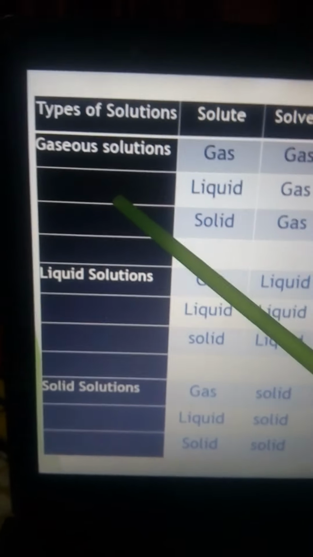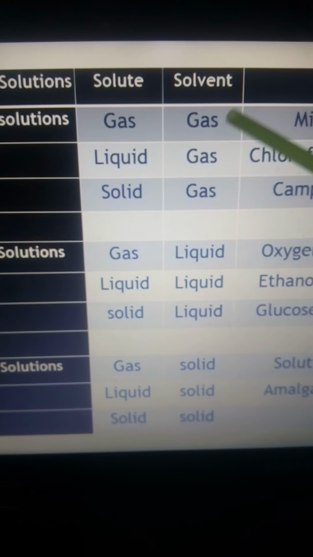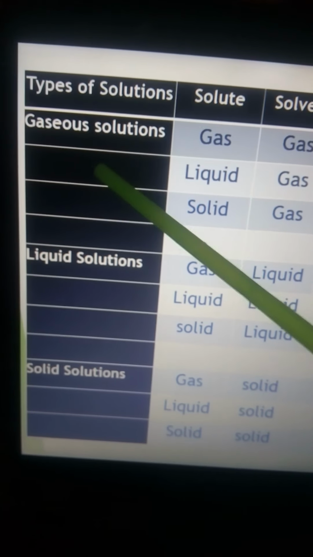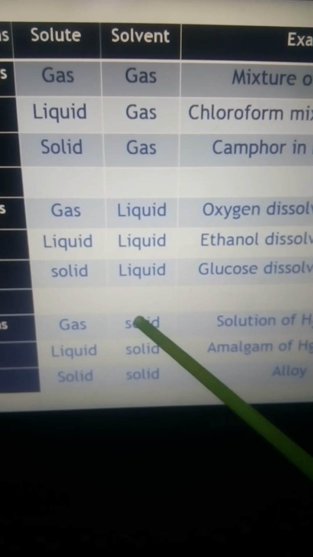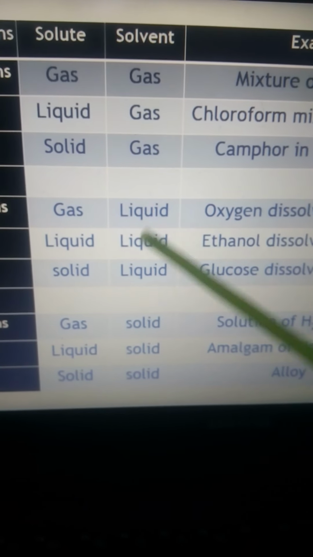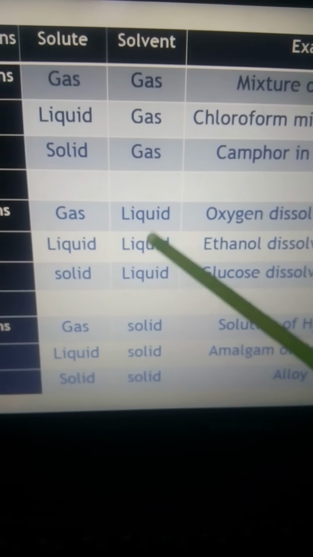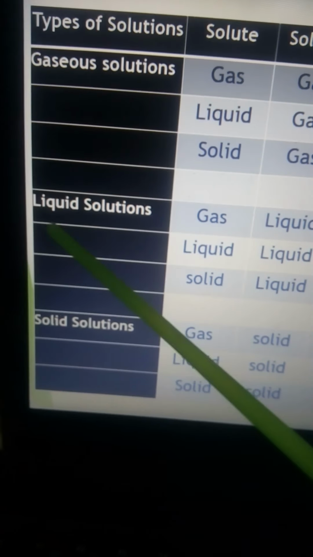So we are always getting the 3 states of matter, gaseous state. Whenever this is a gaseous solution, that means whenever your solvent is gas, that solvent is in the gas state, in that case we will get the gaseous solution. Similarly, the solvent may be in the liquid state. Just now we have seen that water was the solvent, and that was in a liquid state, so we call it a liquid solution.